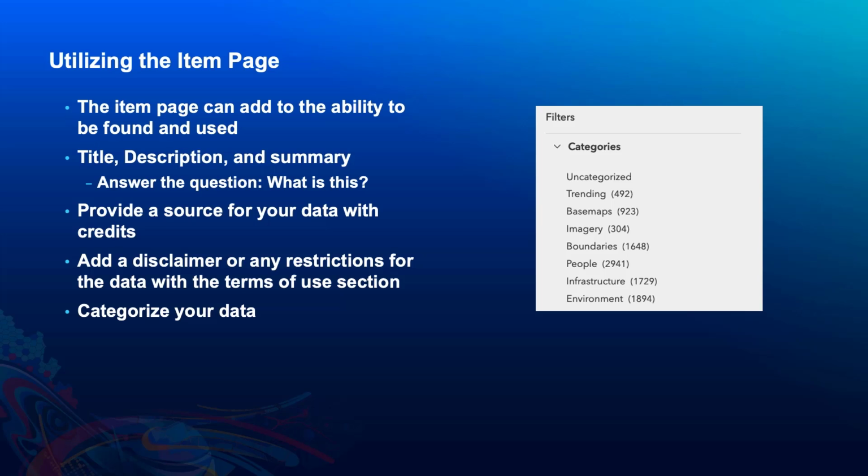Information on an item page can help users to learn more about an item. In a later demo, we are going to look at how the Category Gallery web app can utilize some of the information found on an item page.